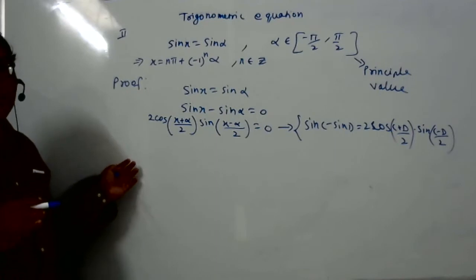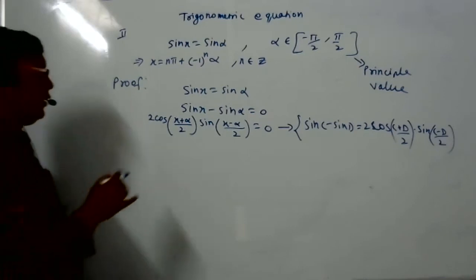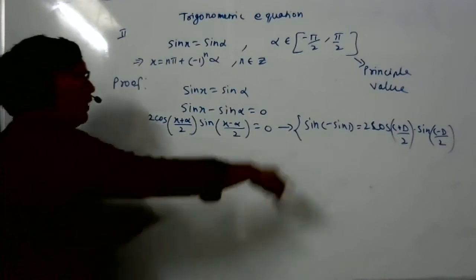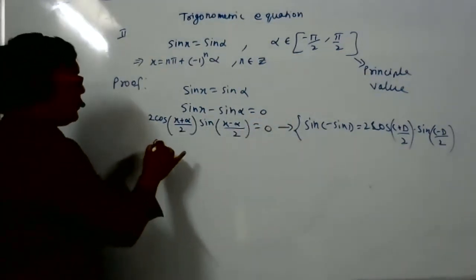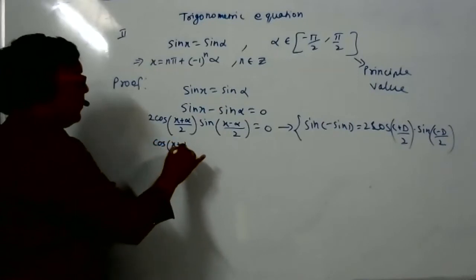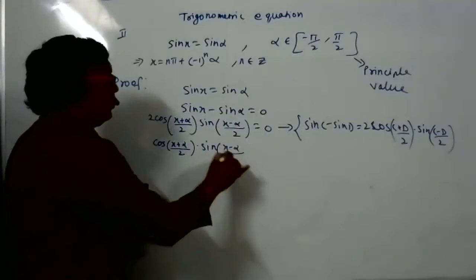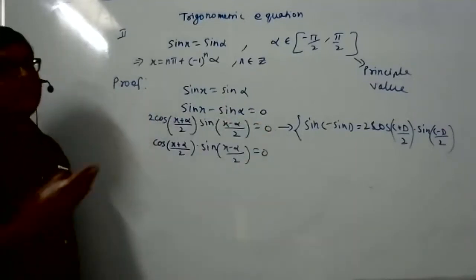Girls, any doubt? Give some reply. What will happen to this 2? The 2 is multiplied, so the other side will become 0 by 2. How much? 0. So it will become cos((x plus alpha)/2) sin((x minus alpha)/2) equal to 0. Students, this 2 went to the right-hand side, and 0 by 2 is 0.